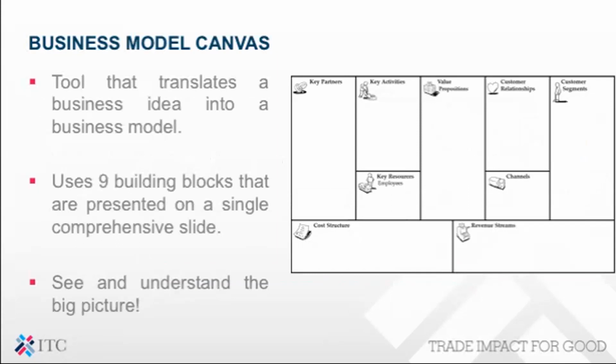So what is this language all about? A business model canvas is a great tool that will help you translate your business idea into a viable, scalable, and also financially sustainable business model, because it allows you to describe, design, invent, and improve every business model you can imagine, so you can actually tailor it. Now it has 9 building blocks. If you can see over here, you have 9 building blocks that are presented on a single comprehensive slide or paper, whereby you can easily understand how they all fit together.